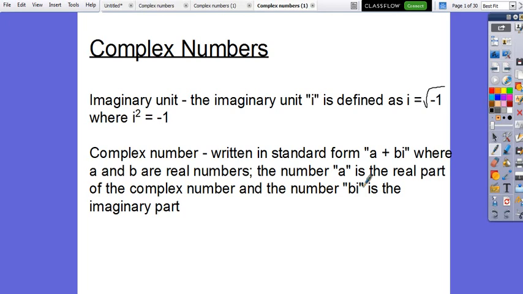All right, a complex number is written in standard form as a + bi, where a and b are real numbers. So in this case, a is a constant and b is a coefficient, if you will, of the i. All right, a is the real part of the complex number, and the part bi is the imaginary part. So a complex number is called complex because it's got more than one type of number system that we're dealing with. We've got a real number, we've got an imaginary number. All right, let's go to the next slide.